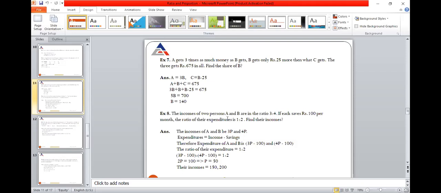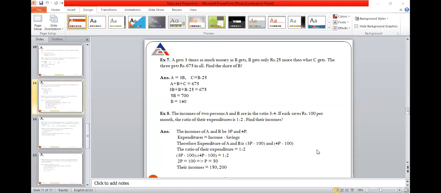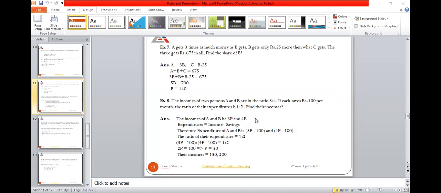Next question: the incomes of 2 persons A and B are in the ratio 3:4. If each saves rupees 100 per month, the ratio of their expenditure is 1:2. Find their incomes. See, expenditure will be equal to income minus saving, or income is equal to expenditure plus savings.